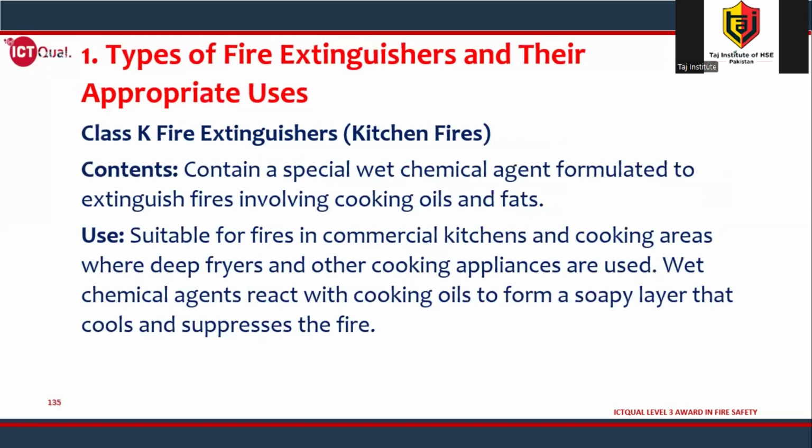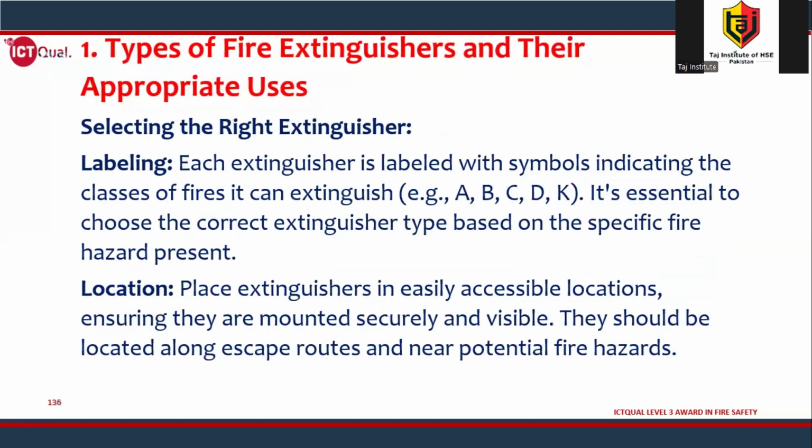And the last one is Class K fire extinguishers. Class A, Class B, Class C, Class D, and Class K. There are 5 types of fire extinguishers. Class K fire extinguishers contain a special wet chemical agent formulated to extinguish fires involving cooking oils and fats, suitable for fires in commercial kitchens and cooking areas where deep fryers and other cooking appliances are used. Wet chemical agents react with cooking oils to form a soapy layer that cools and suppresses the fire.